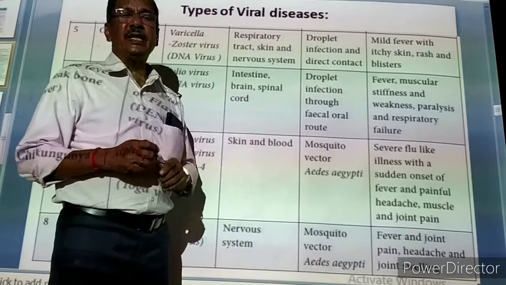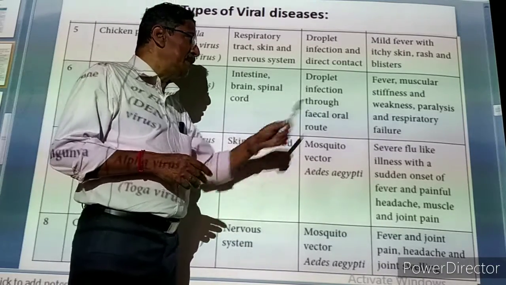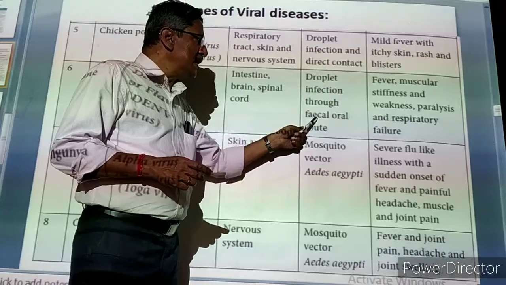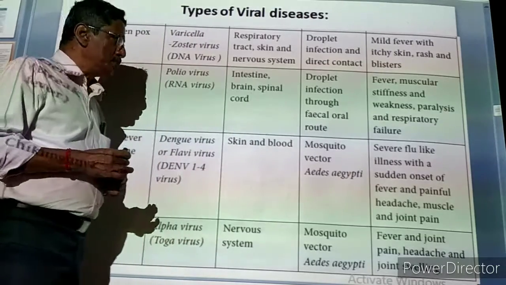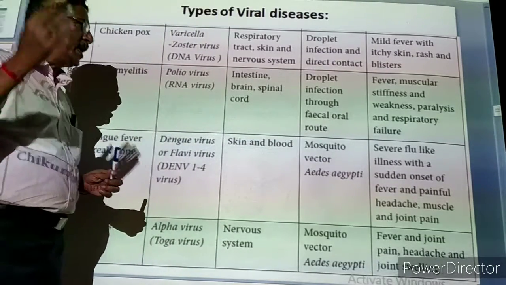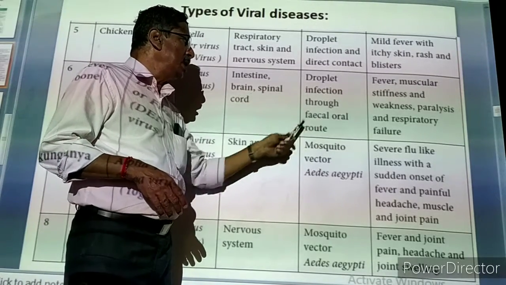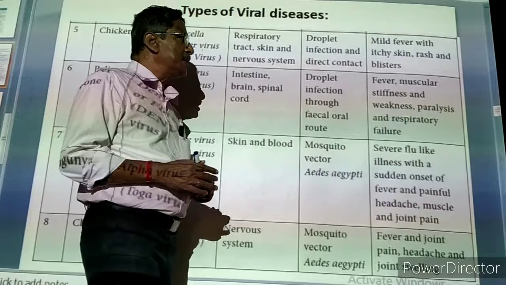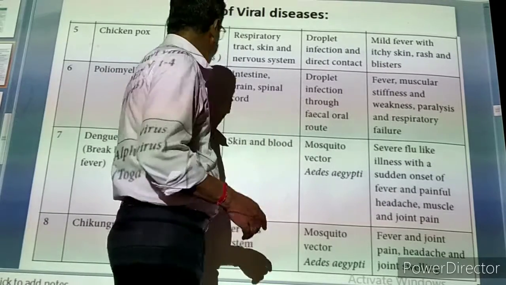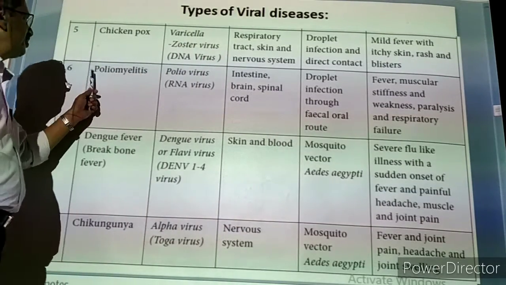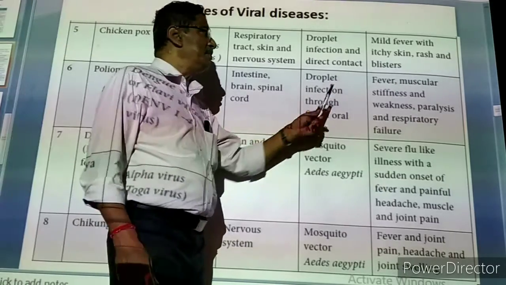These viruses are present in the excretory undigested food, fecal matter. But they are somehow entering into the human mouth through housefly or somewhere. So they are entering. This is called the fecal oral route. So through that also these viruses are entering. Now the child which is suffering from polio, what are the symptoms will be there? We have to see.